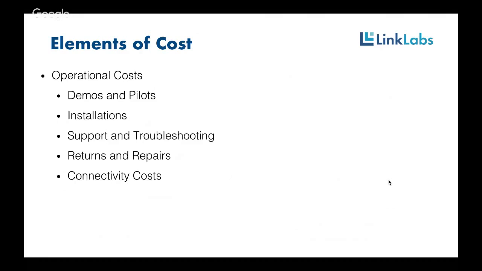Installations, if you're doing networking equipment or putting in equipment in enterprises or industrial settings, the cost of labor, materials, cabling, all of those things go into the ability to be cost effective. And then support, troubleshooting, returns and repair, and then finally connectivity costs is one of the things that we're going to really dive into here. These are just all of the things that go into what an IoT system costs to actually build and deploy.